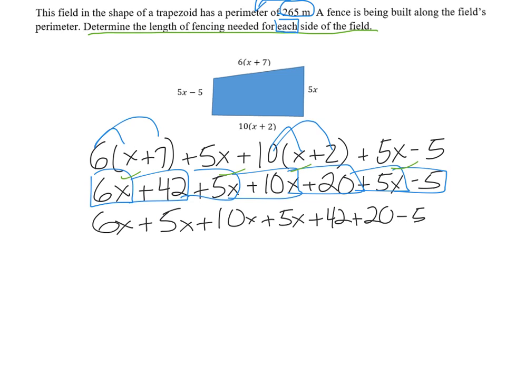And so once I do that, 6x plus 5x plus 10x plus 5x gives me 26x. I can combine those like terms. And then 42 plus 20 gives me 62, minus 5 gives me 57. Alright, so that's a simplified expression for the perimeter of the trapezoid.